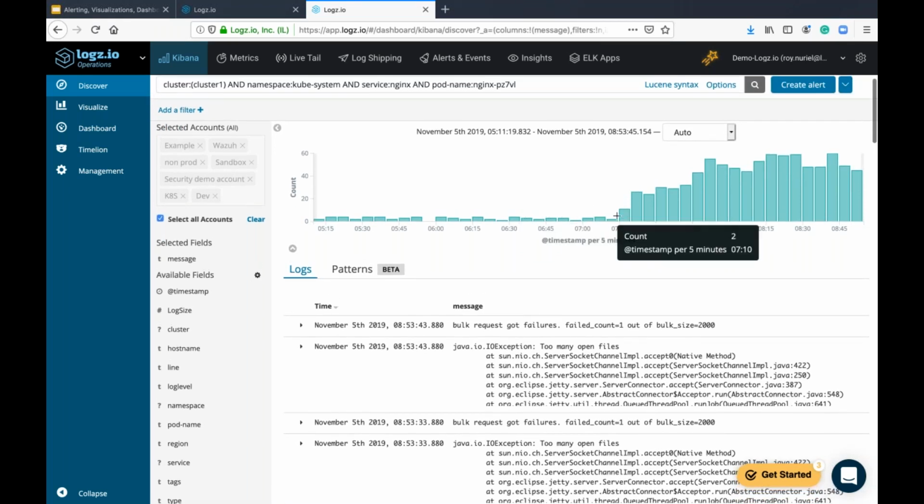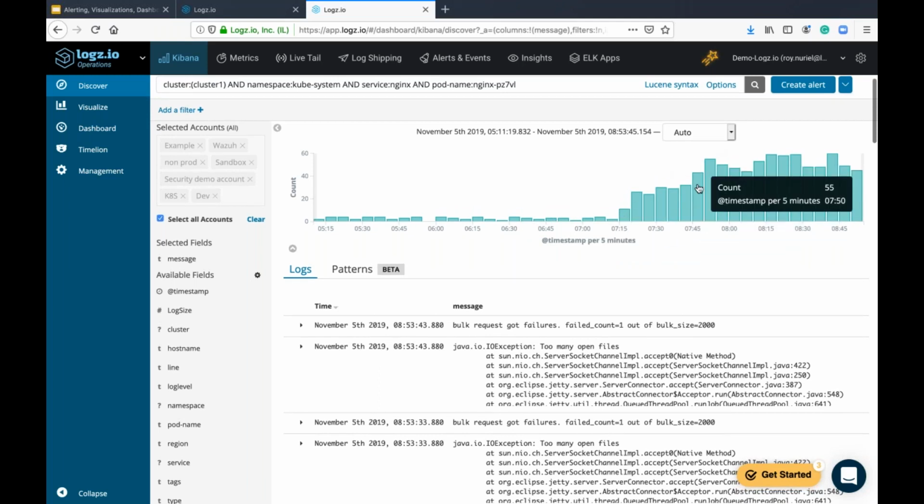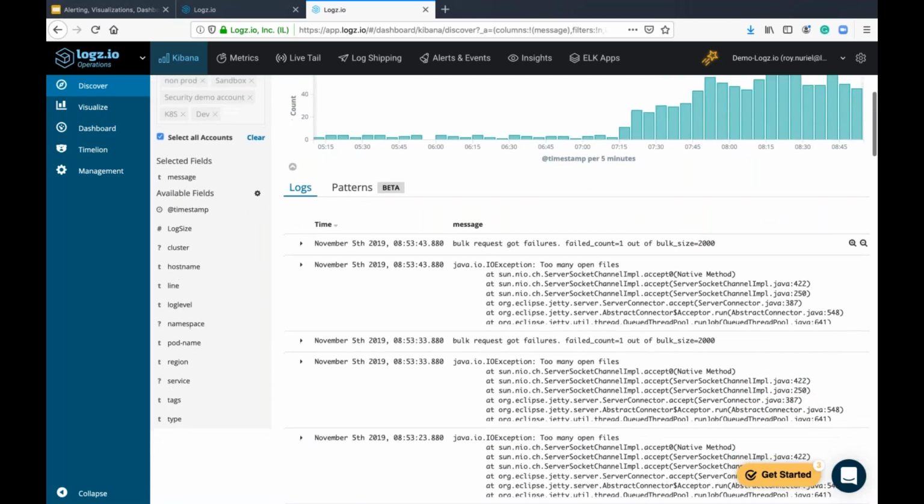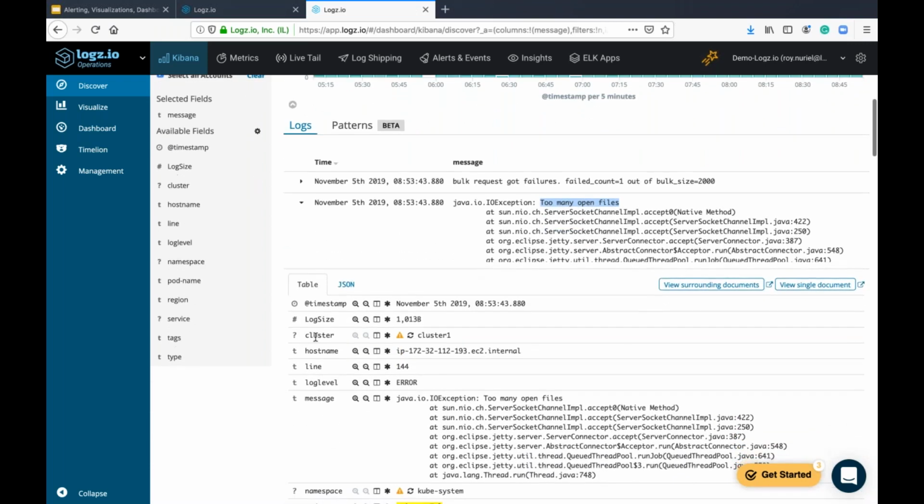I can see a very interesting view: around 7:15, I see an interesting behavior in the logs that were shipped. I can see over here the problem. Obviously I can see over here that there are too many open files. I can see here the cluster. I can see the host name.